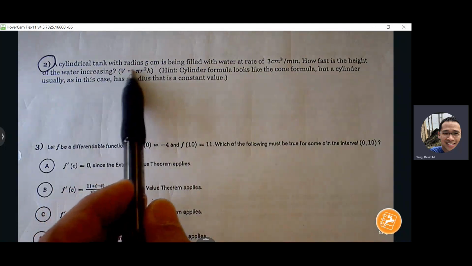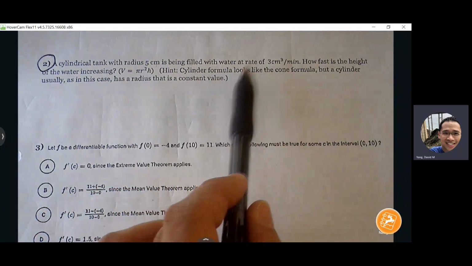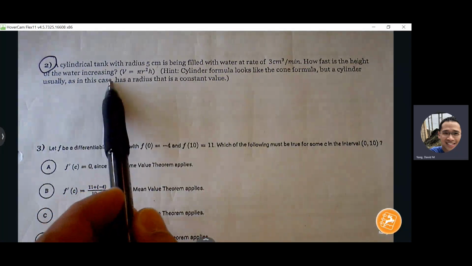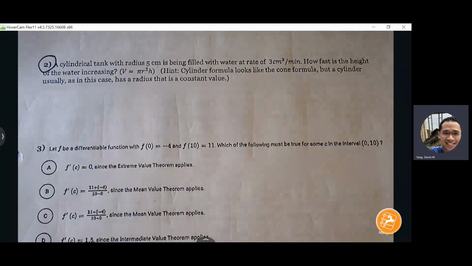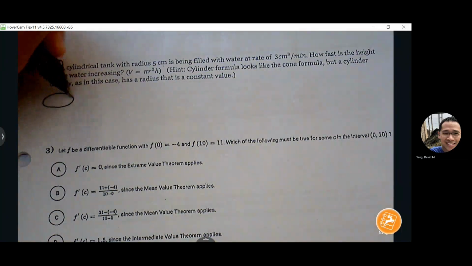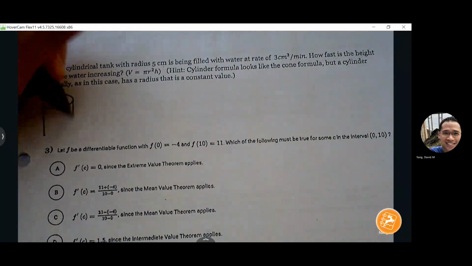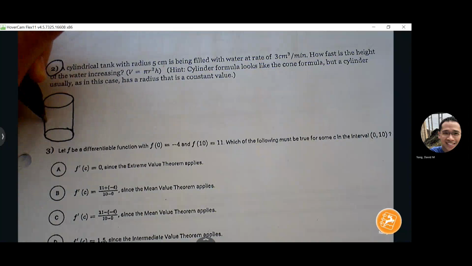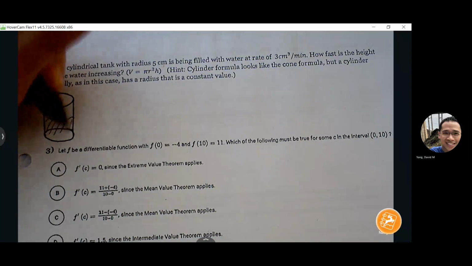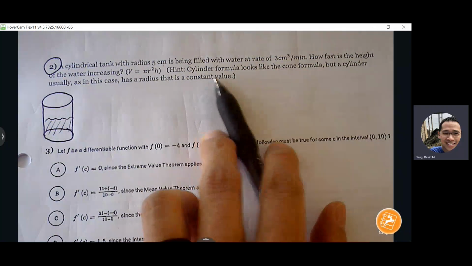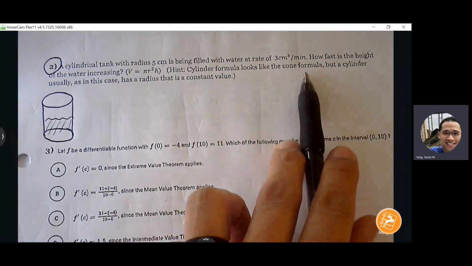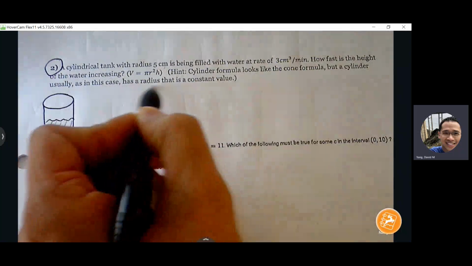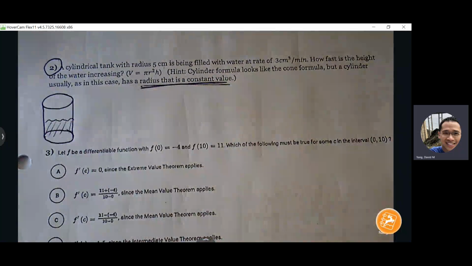A cylindrical tank with a radius of 5 centimeters is being filled with water at a rate of 3 cubic centimeters per minute. How fast is the height of the water increasing? Here's my volume formula. So the hint is that the cylinder formula looks like the cone formula, but a cylinder, as in this case, has a radius that is a constant value. So that's the big distinction here, right?